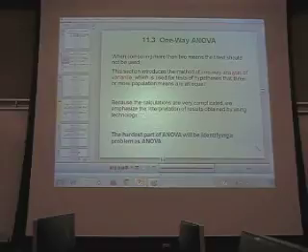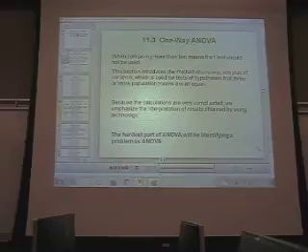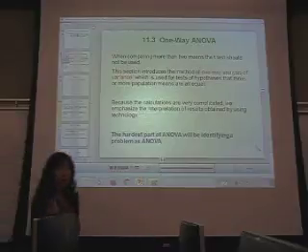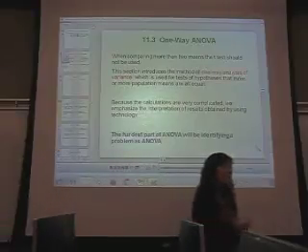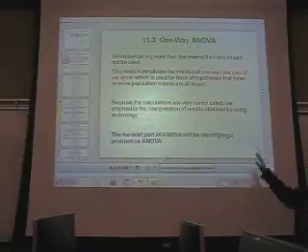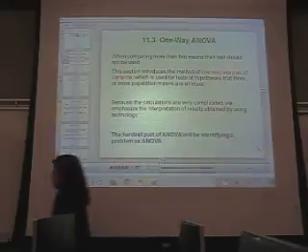The hardest part of ANOVA will be identifying the problem as ANOVA. So again, if we're comparing two means, we would just use a two-sample t-test. If we're comparing more than two means, 3 or more, then we're going to need to use ANOVA.